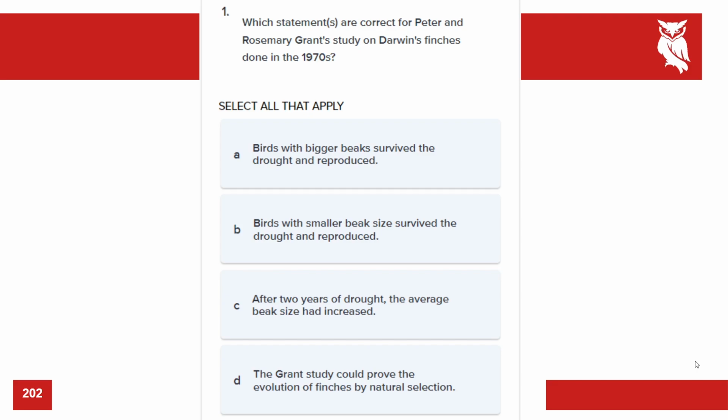All right, so a few practice questions. Which statements are correct for Peter and Rosemary Grant's study on Darwin's finches? A, birds with bigger beaks survived the drought and reproduced. B, birds with smaller beak size survived the drought and reproduced. C, after 2 years of drought, the average beak size increased. Or D, the Grant study could prove the evolution of finches by natural selection. Think about your answer now.